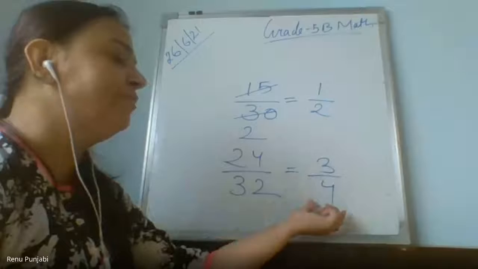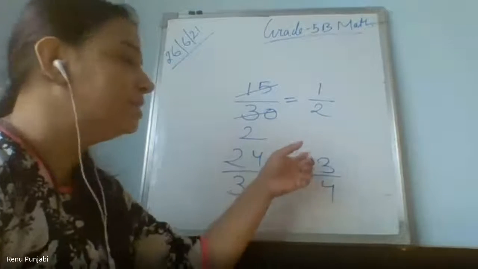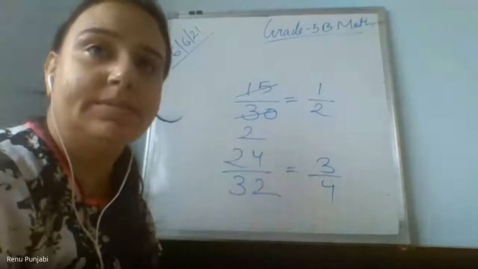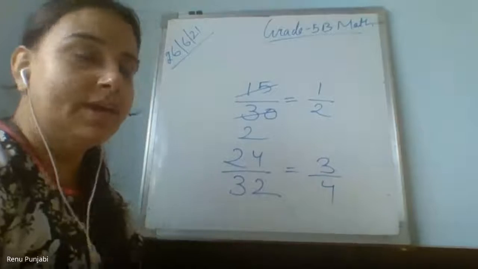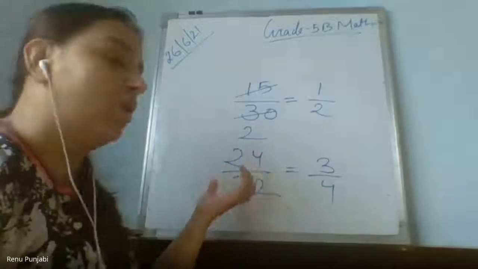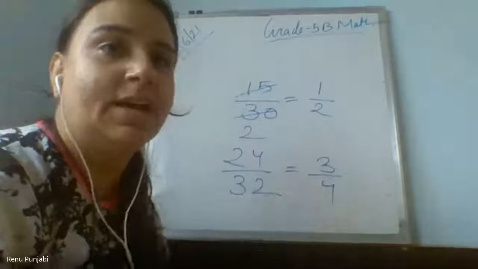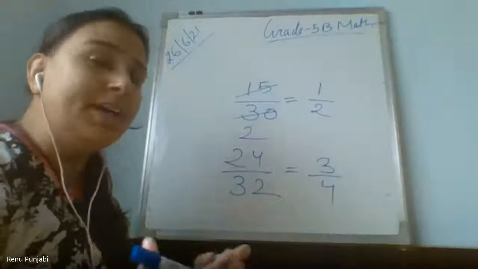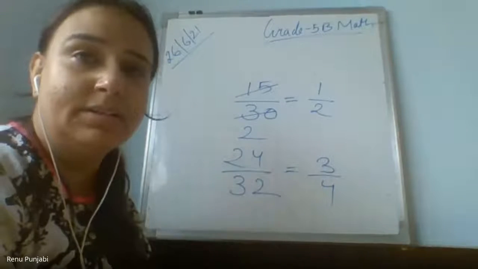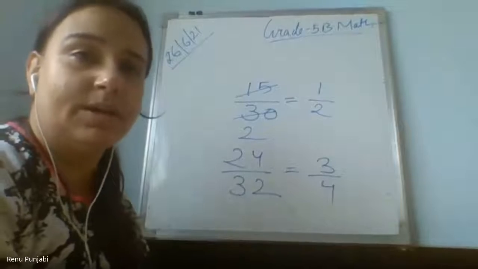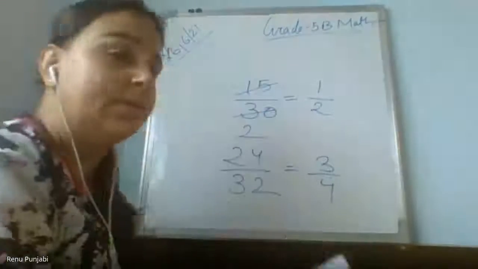Now 3 upon 4 we cannot make it more shorter because they both are not coming in any table. Okay. This method is applicable only when the numbers are small and you can easily check whether they are coming in the table or not. But what if the numbers are big? क्या करोगे? कैसे check करोगे? There is one method I'll tell you.